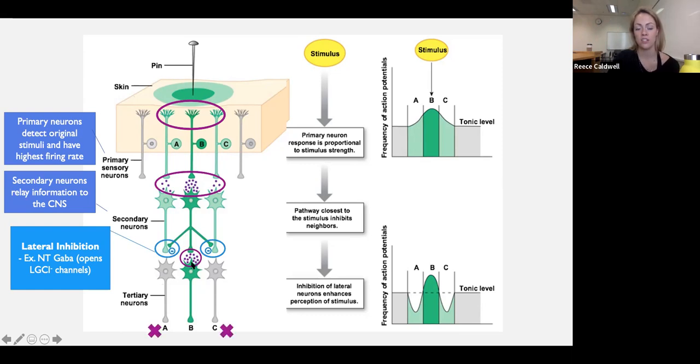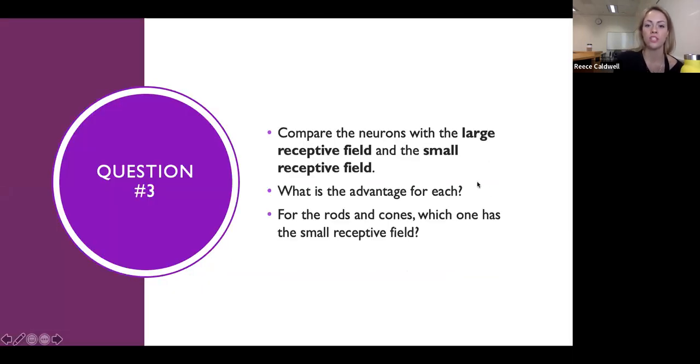Instead, we just perceive touch coming from our central pathway in this dark green stimulated area. So that's how we can use lateral inhibition to increase the contrast or preciseness of touch. Instead of stimulating this entire area, we can have a very exact and precise location identification. All right, awesome. So let's go ahead and move on to question number 3.